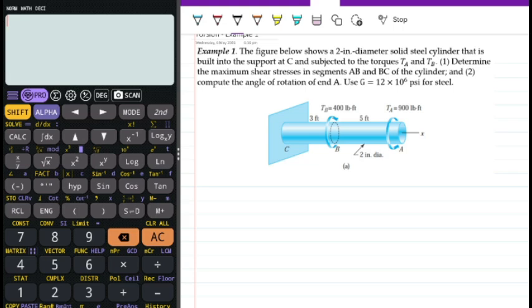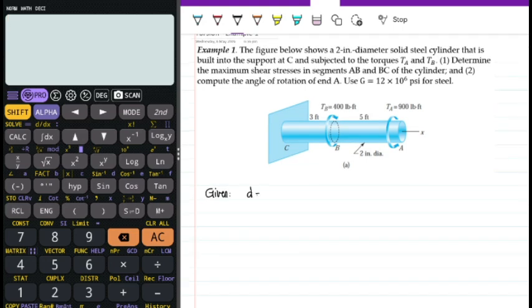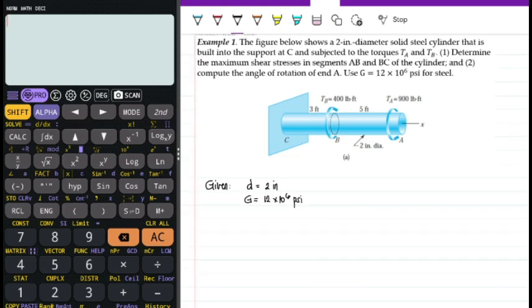The figure below shows a 2-inch diameter solid steel cylinder that is built into the support at C and subjected to the torques T sub A and T sub B. 1. Determine the maximum shear stress in segments AB and BC of the cylinder, and 2. Compute the angle of rotation of end A. Use G, the modulus of rigidity, equal to 12 times 10 to the power of 6 psi for steel.